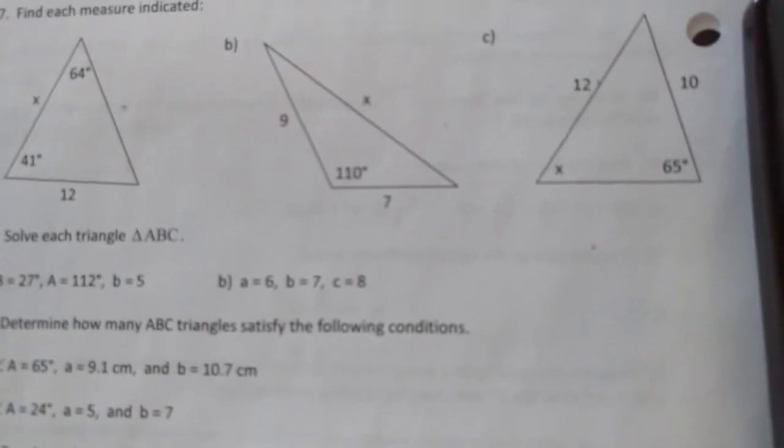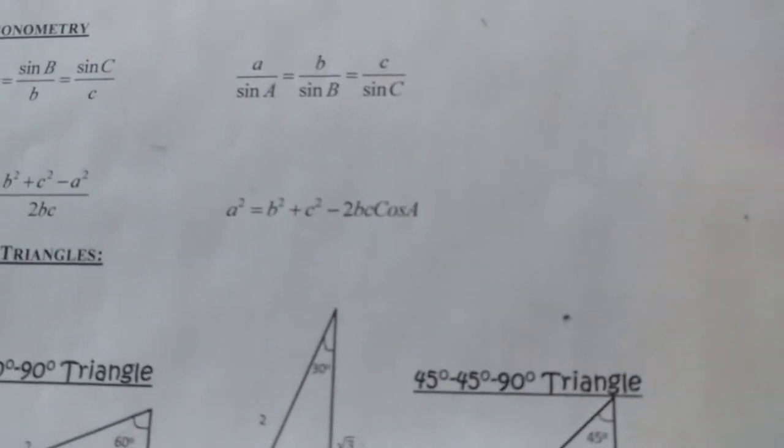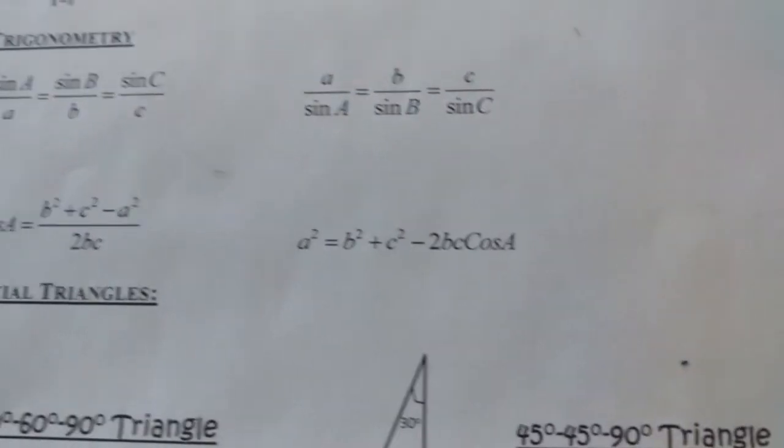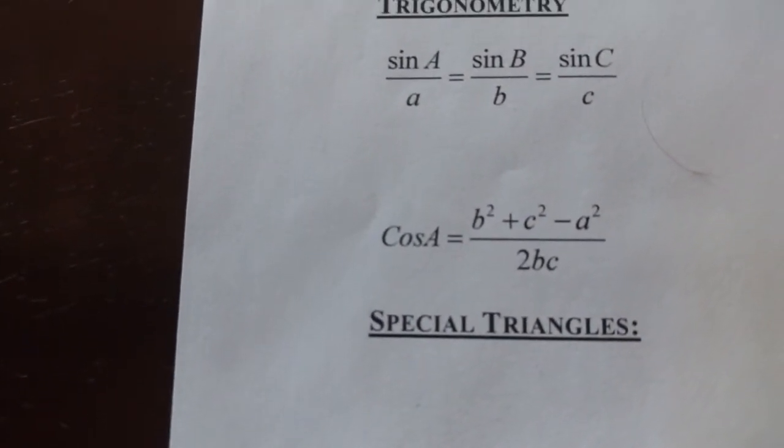So on this triangle that we've got here, we have an angle of 110 and we've got two sides that are 9 and 7, and we're missing x. This is going to be a cosine law question. Since we're missing a side, we're going to be using this equation right here. This equation over here is going to be giving us a missing angle instead.